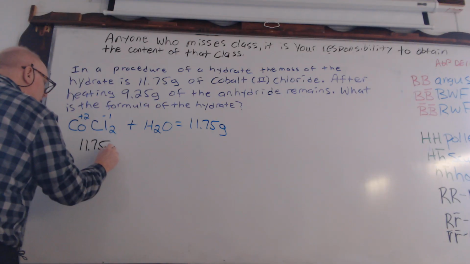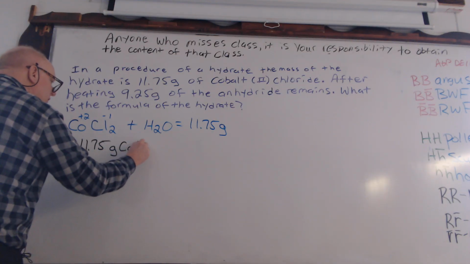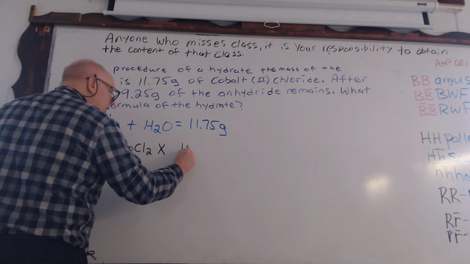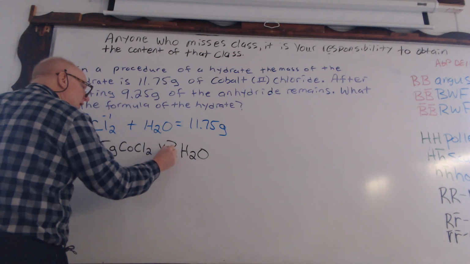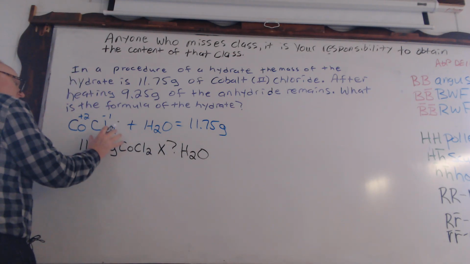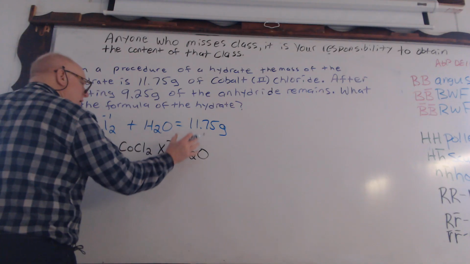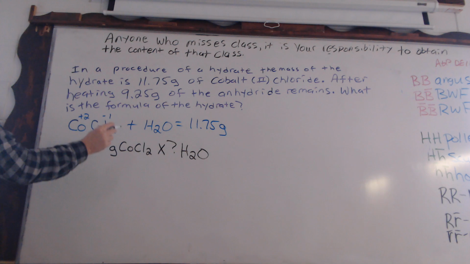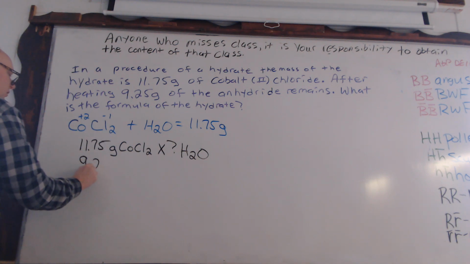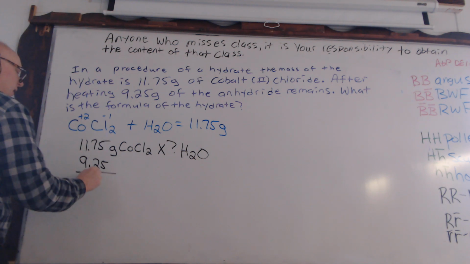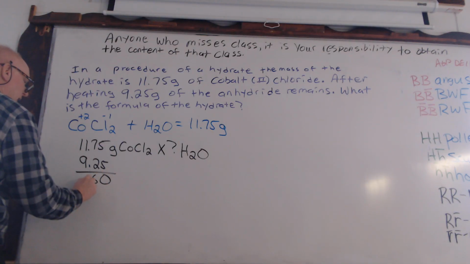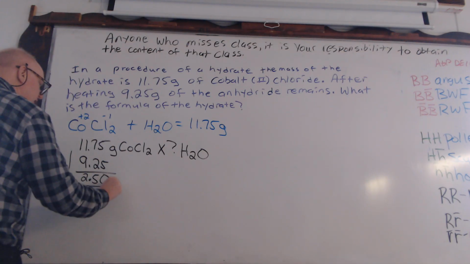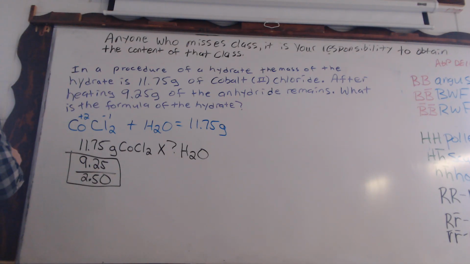11.75 grams of our cobalt chloride, which means times X H2O. Okay, so that's our question mark right there, because that has, again, our cobalt(II) chloride and our water, and this is what we're trying to determine right here. So you said we would subtract, so then we've got 9.25, okay, so then that gives you your 2.50. So these two numbers are significant for what reason?